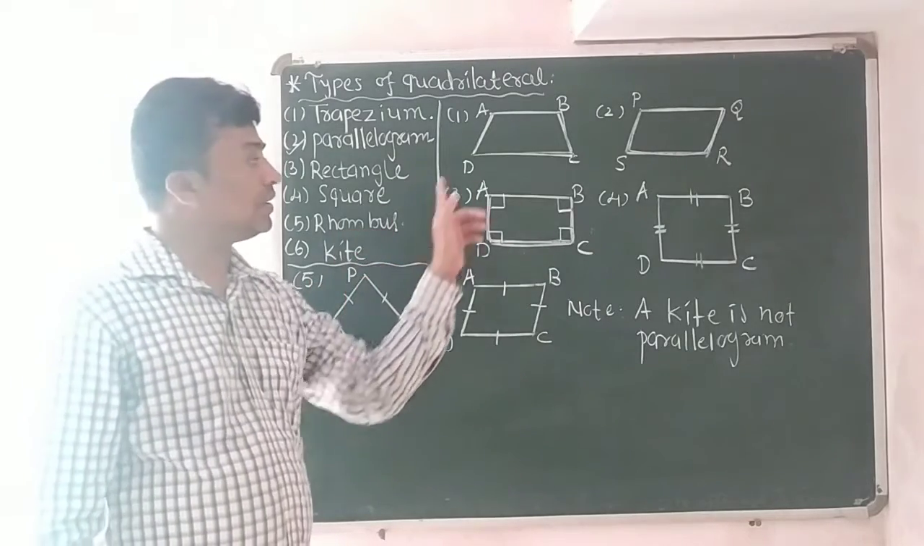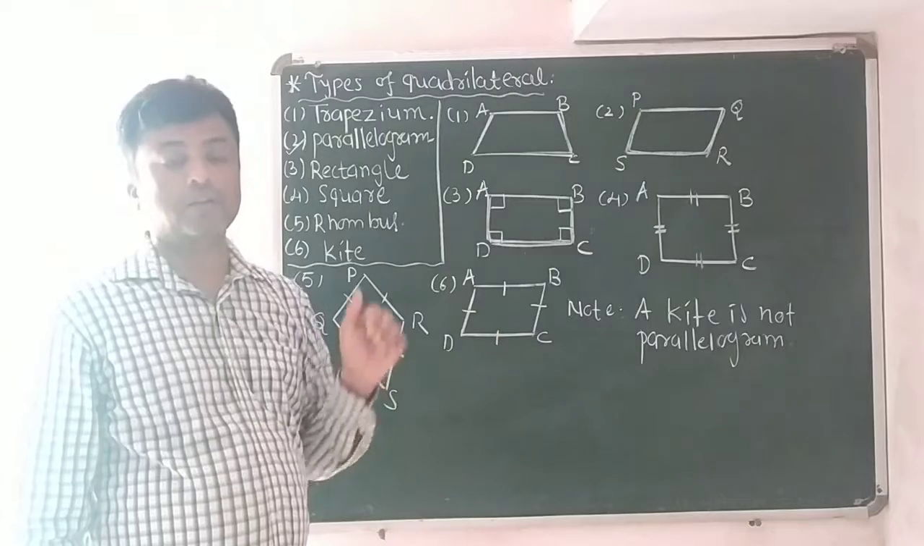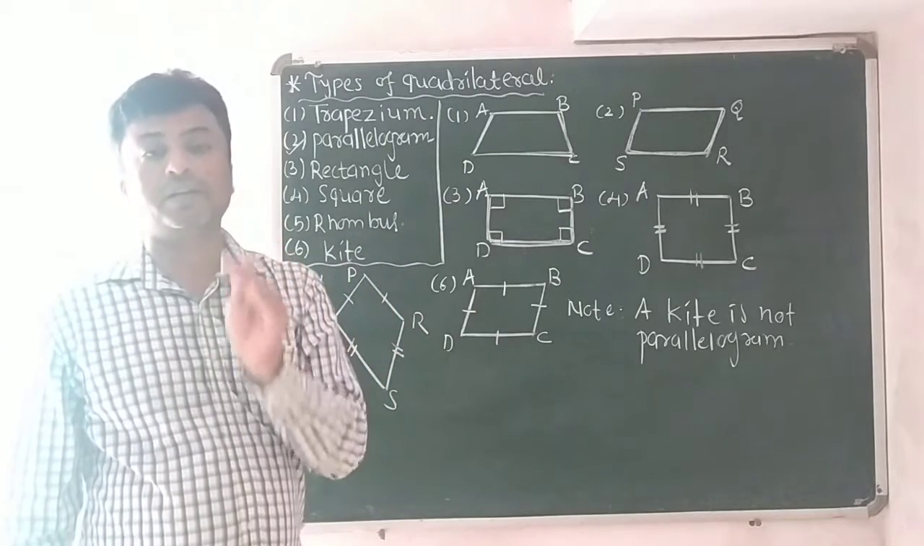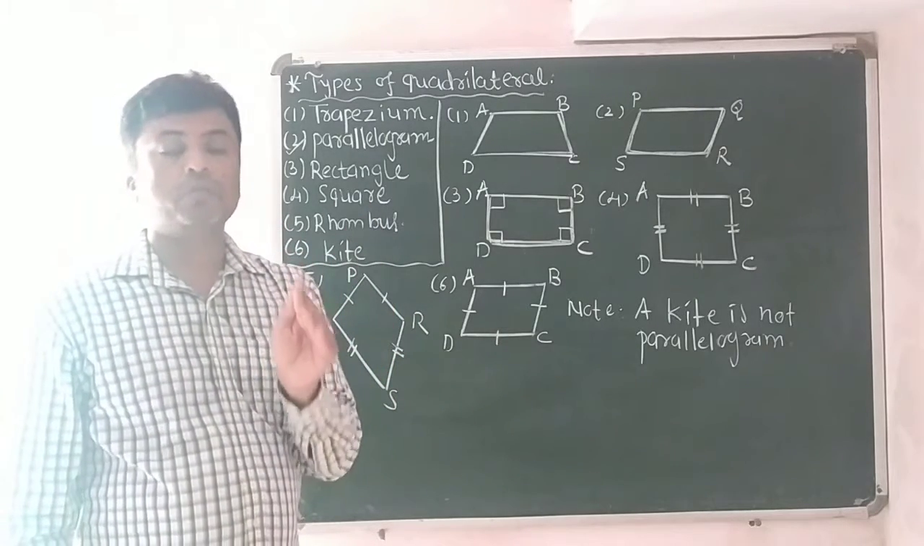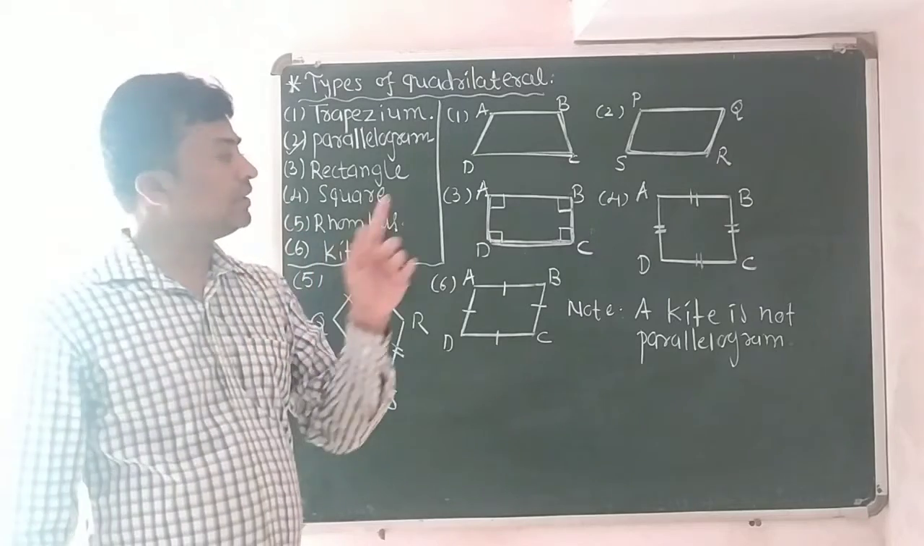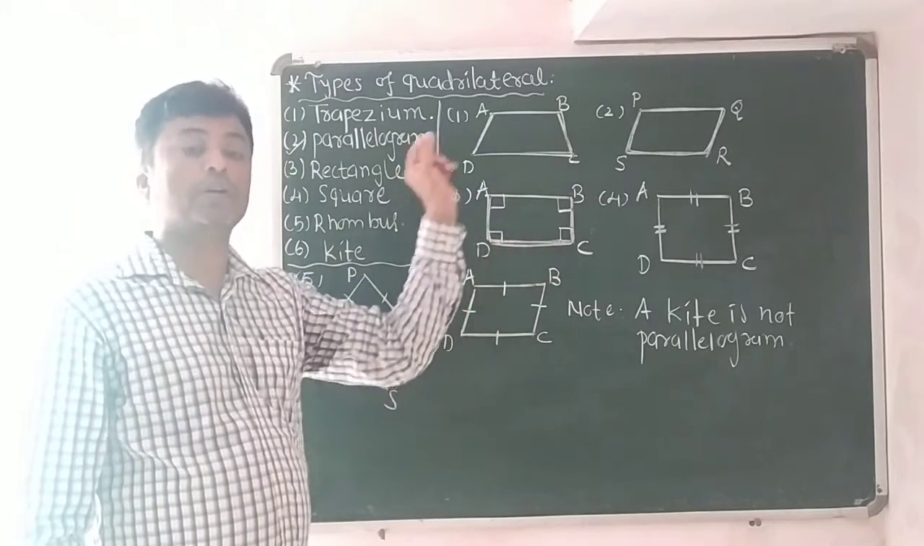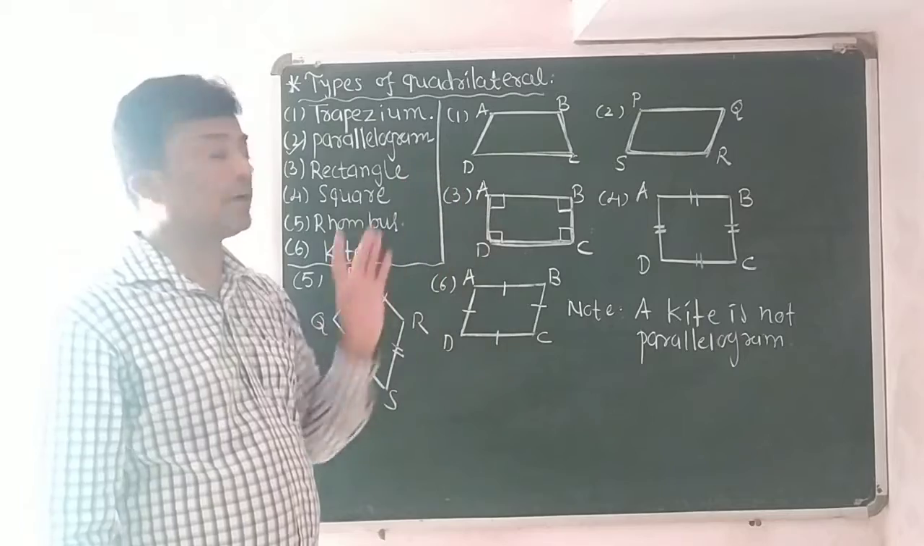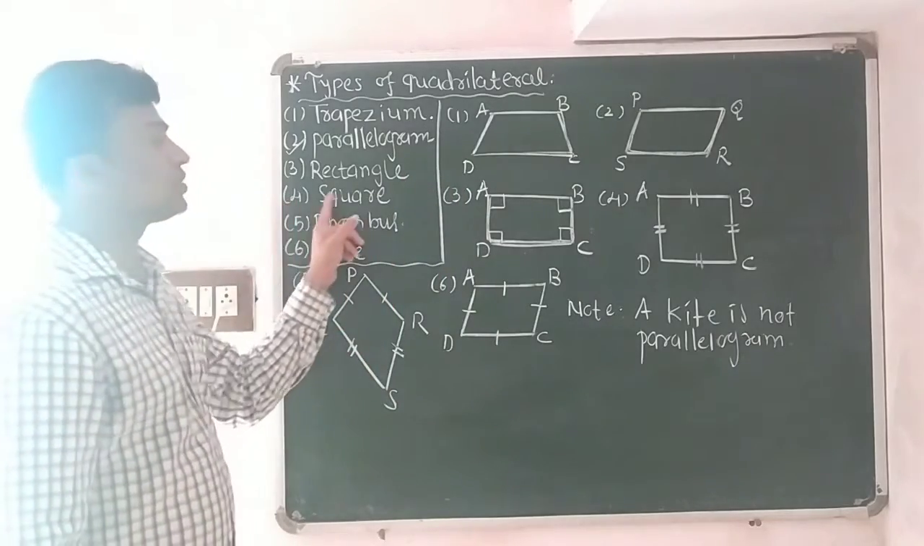Again I can repeat the definition of the rectangle. The definition of the rectangle is a parallelogram with all the angles right angles. Then the given quadrilateral or given parallelogram is known as rectangle. Now fourth, square.